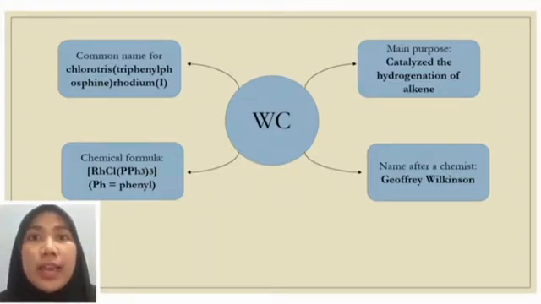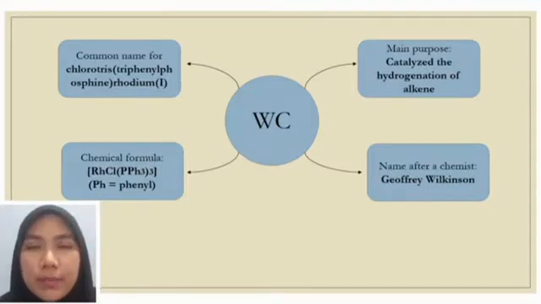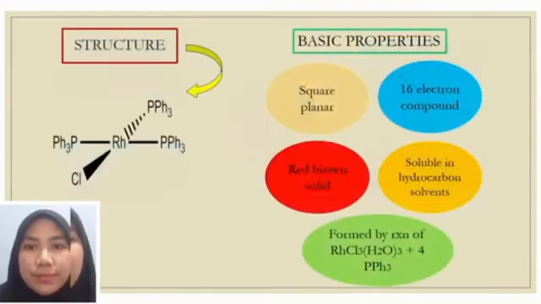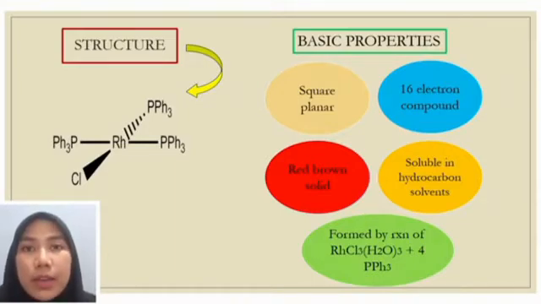Everything in this world has its own purpose. Same goes to the Wilkinson catalyst. The main purpose of the Wilkinson catalyst is that it catalyzes the hydrogenation reaction of alkene. Wilkinson catalyst was found by a scientist named Geoffrey Wilkinson. As shown above, that is the structure for Wilkinson catalyst complex. As for basic properties, Wilkinson catalyst complex is a square planar complex with 16 electrons.